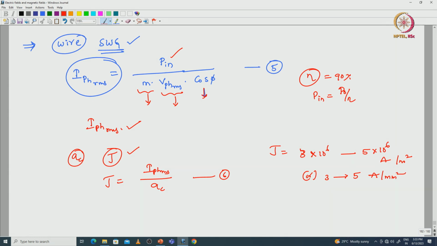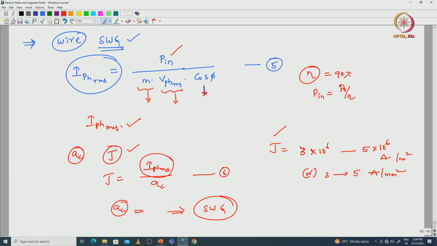So, depending upon the material, we have to select the current density, and we know the I phase RMS, and calculate the cross sectional area of each conductor. Then, based upon this area, from the SWG data we can find which SWG is suitable for that particular current. Once we have selected the SWG from the SWG data sheet, we have to calculate the copper area.